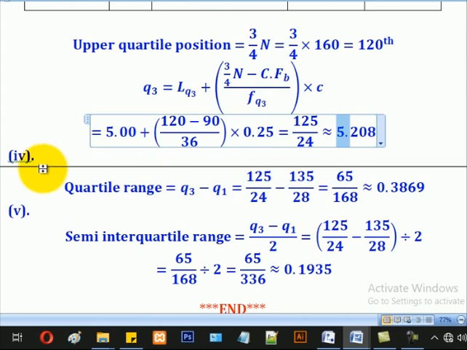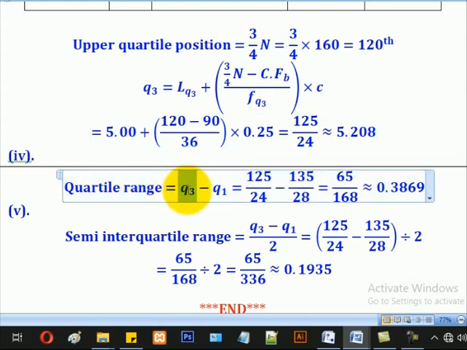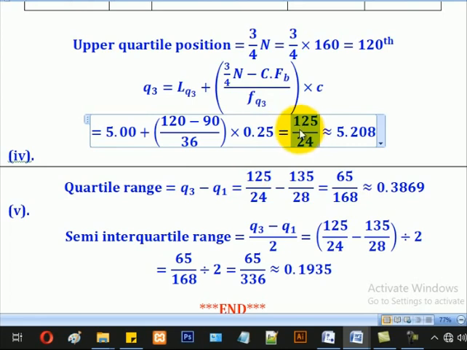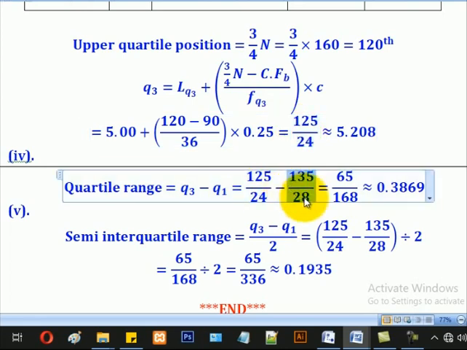Now for Roman 4, they wanted the quartile range. Quartile range is the difference between the upper quartile and the lower quartile. So the upper quartile is 125/24 minus the lower quartile 135/28. So we'll get 65/168, which gives you 0.3869. So that is the quartile range.